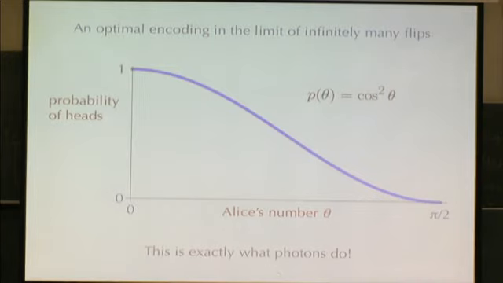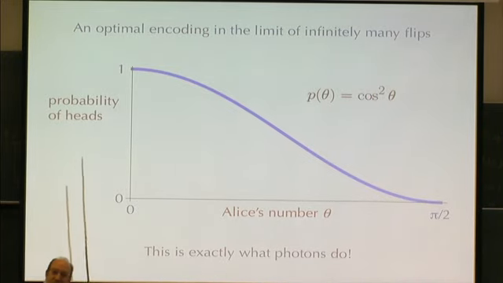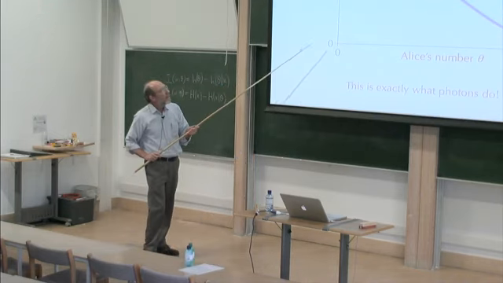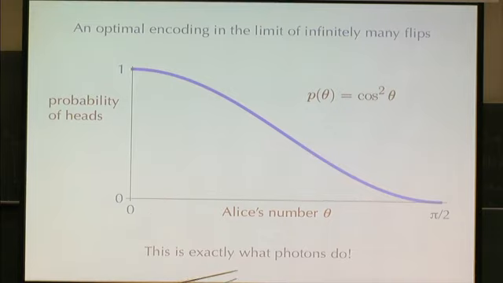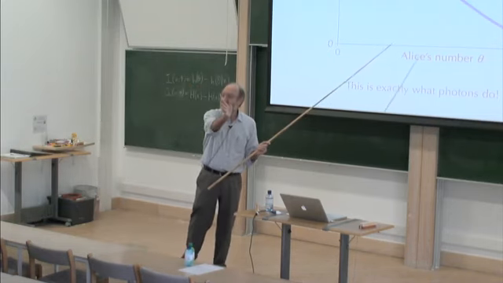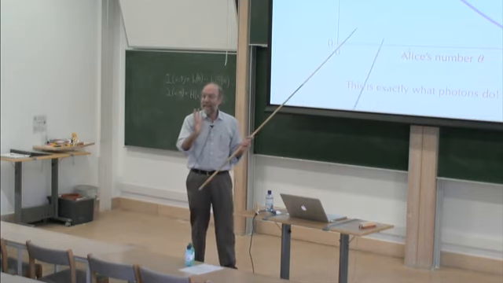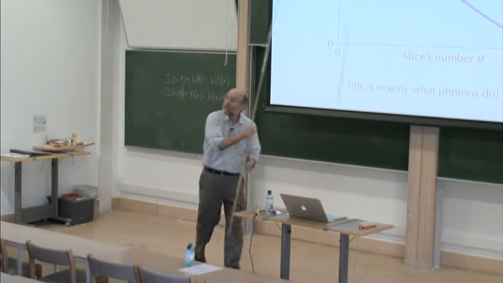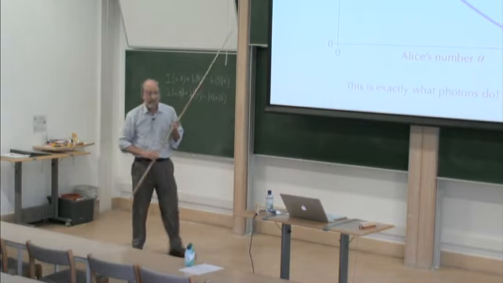And the answer to that is the cosine squared curve. And you could see the finite curves were sort of looking like that. They were trying to go to a cosine squared. And this is what photons do. So this is my punchline here, that photons are, in this sense, doing their best to convey their angle of polarization through these probabilistic measurements.